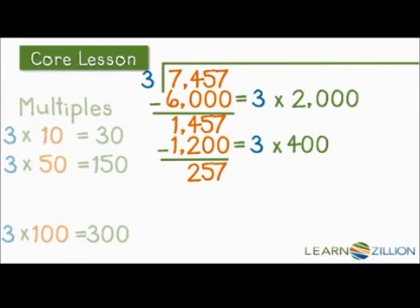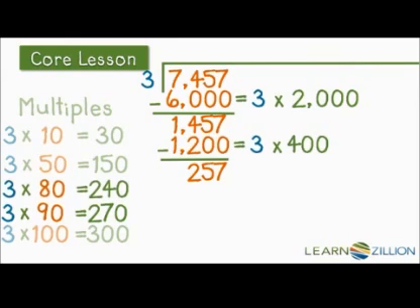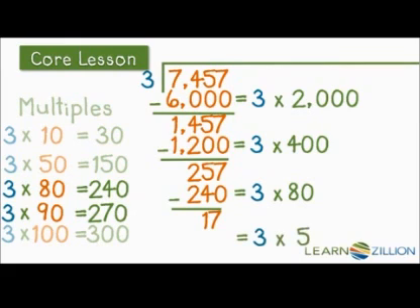Back to our multiples in the tens. We have 3 times 100, too large. 3 times 50, 150. So it's somewhere between those two. So let's go back. 80 times 3 is 240. So let's take 80 groups of 3 out of our dividend, leaving us with 17. And now we're back into fact territory. So 5 groups of 3 is 15, and that leaves us with 2 remaining.